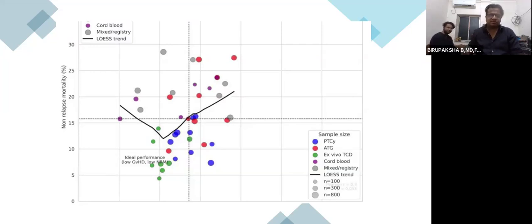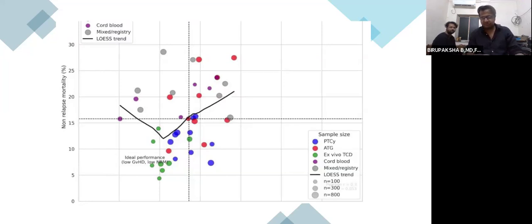Say we are discussing MDS, myelodysplastic syndrome, which has progressed to AML. So right now there is no relapse of AML. We're simply talking about complications. That is why on the y-axis I plotted non-relapse mortality.